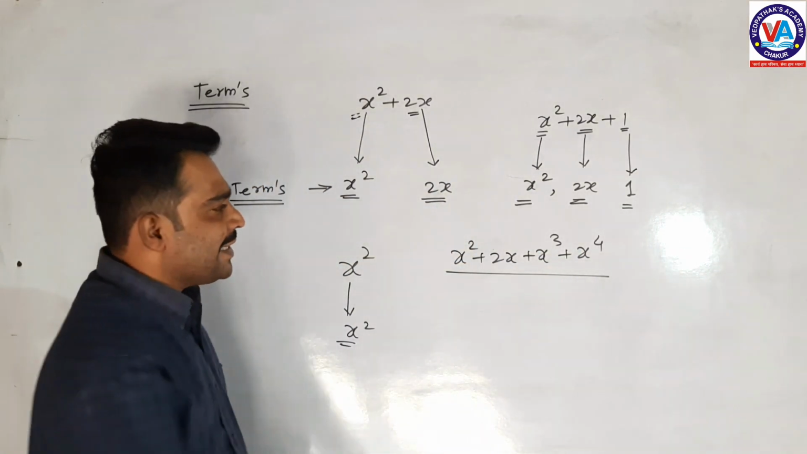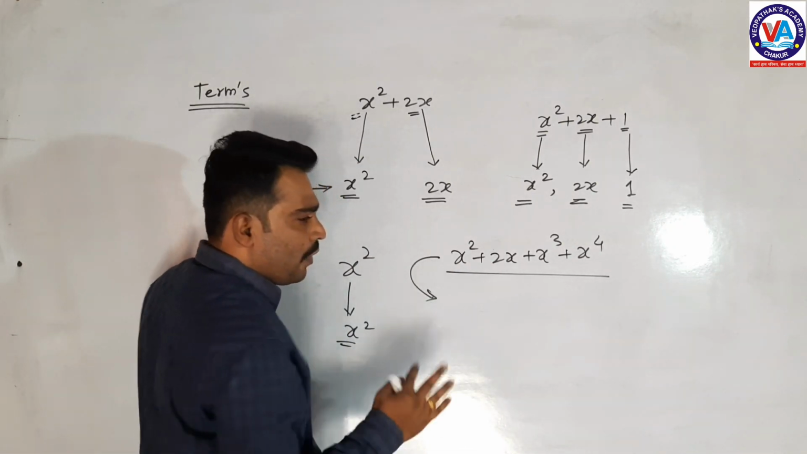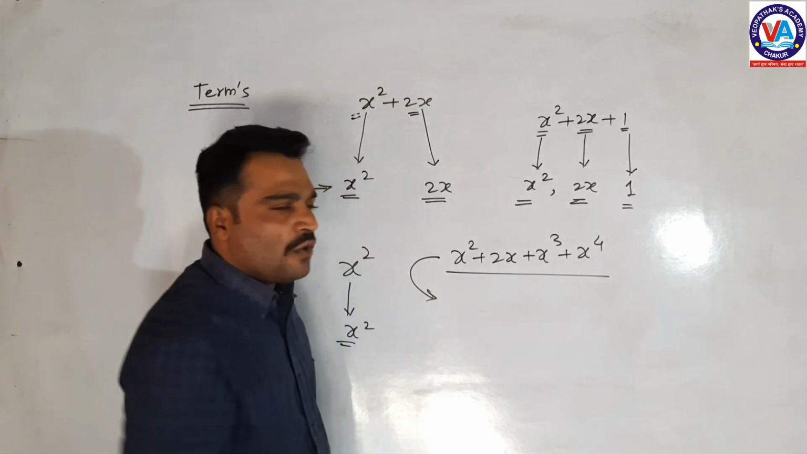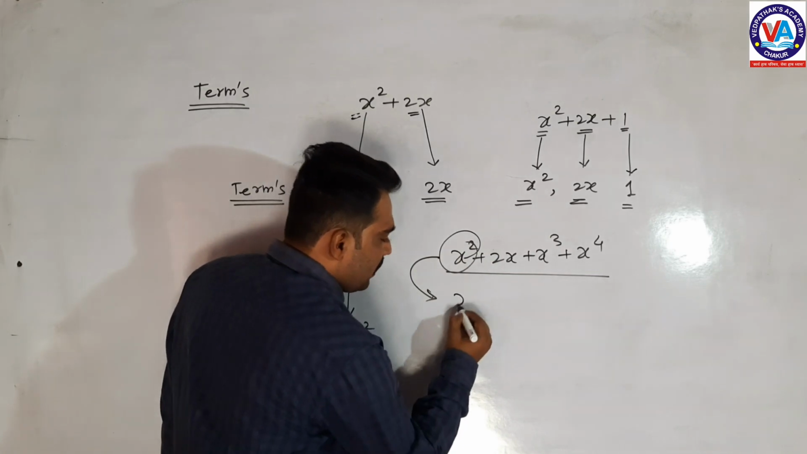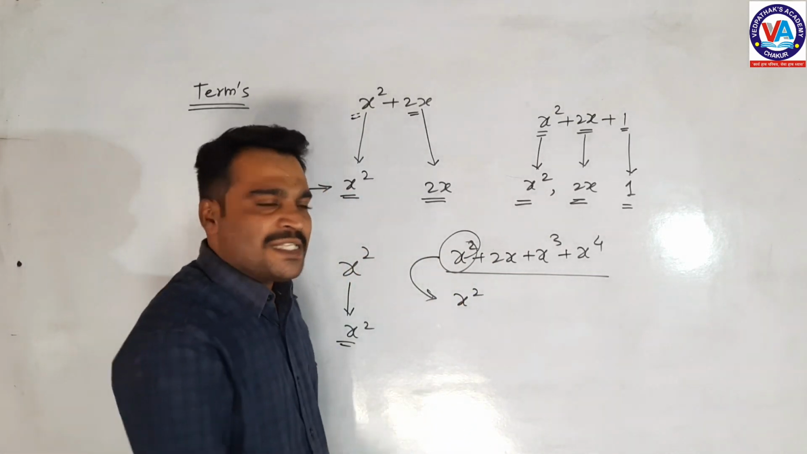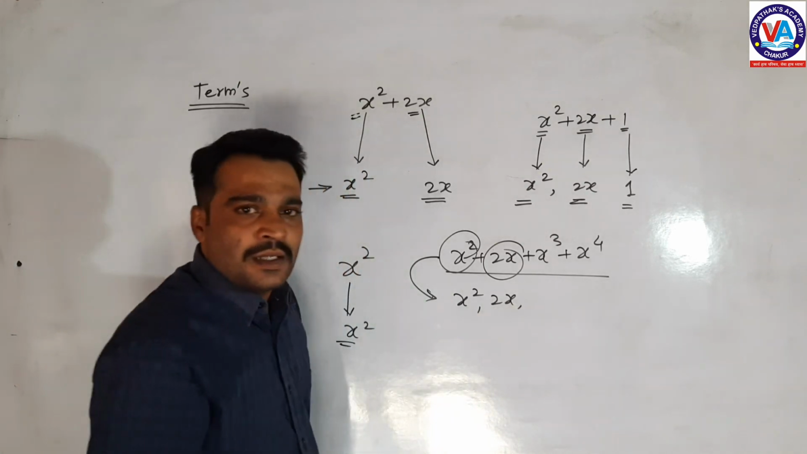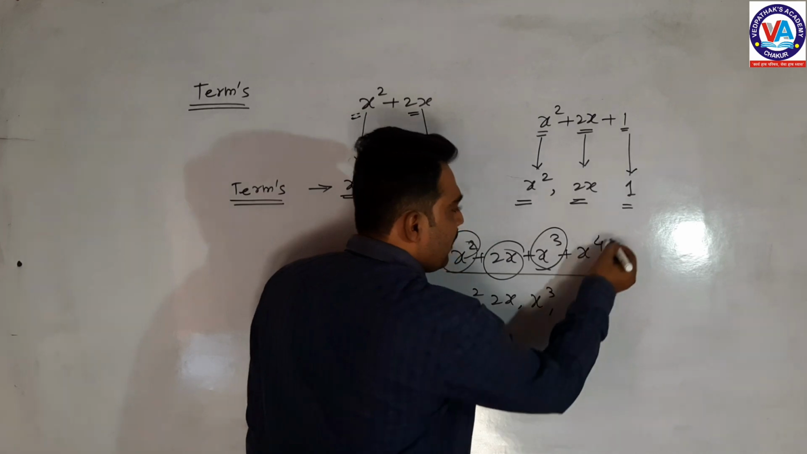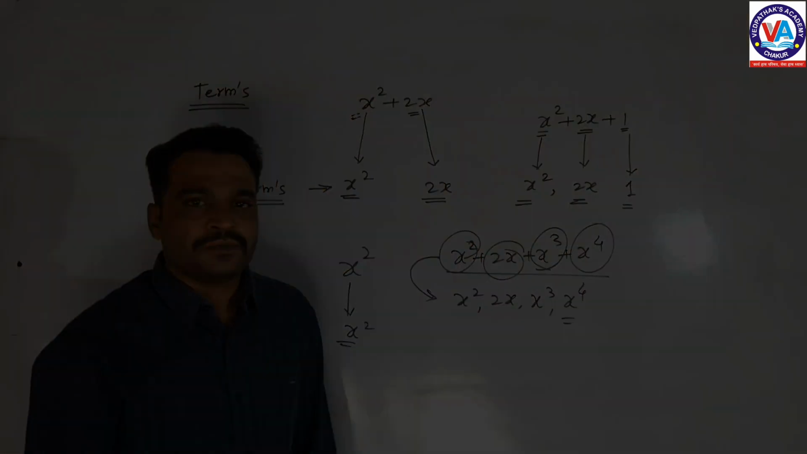Yes. Now if you see this example, this polynomial consisting of four different algebraic expressions means it is consisting of four different terms. What is my first term? My first term is x square. What is my second term? My second term is 2x. Yes. What is my third term? My third term is x cube. What is my fourth term? My fourth term is x to the power 4.